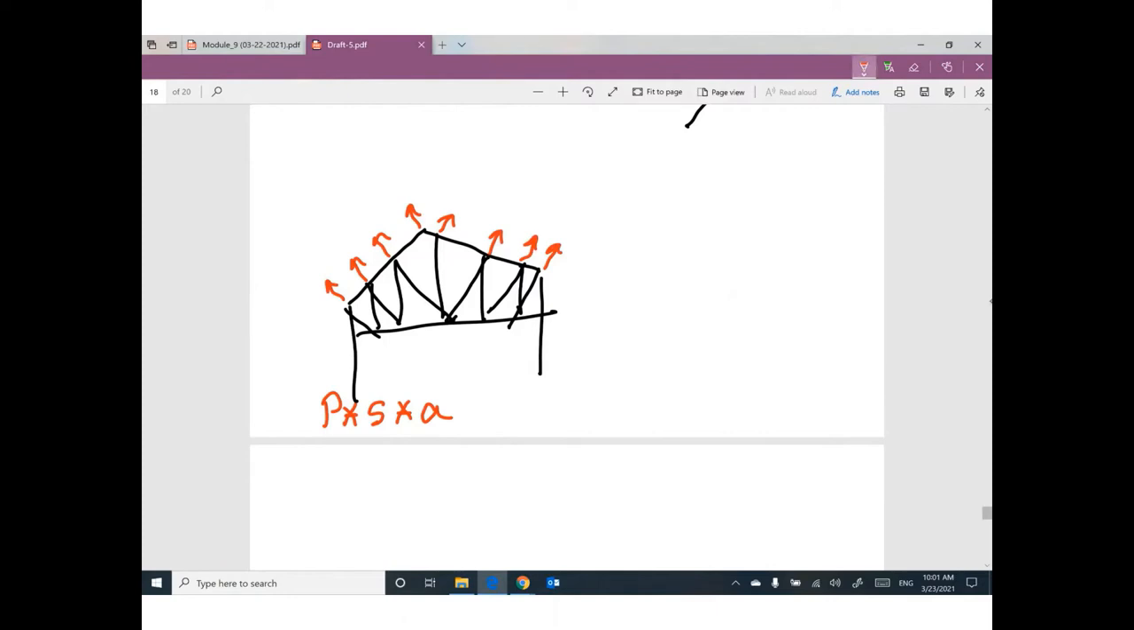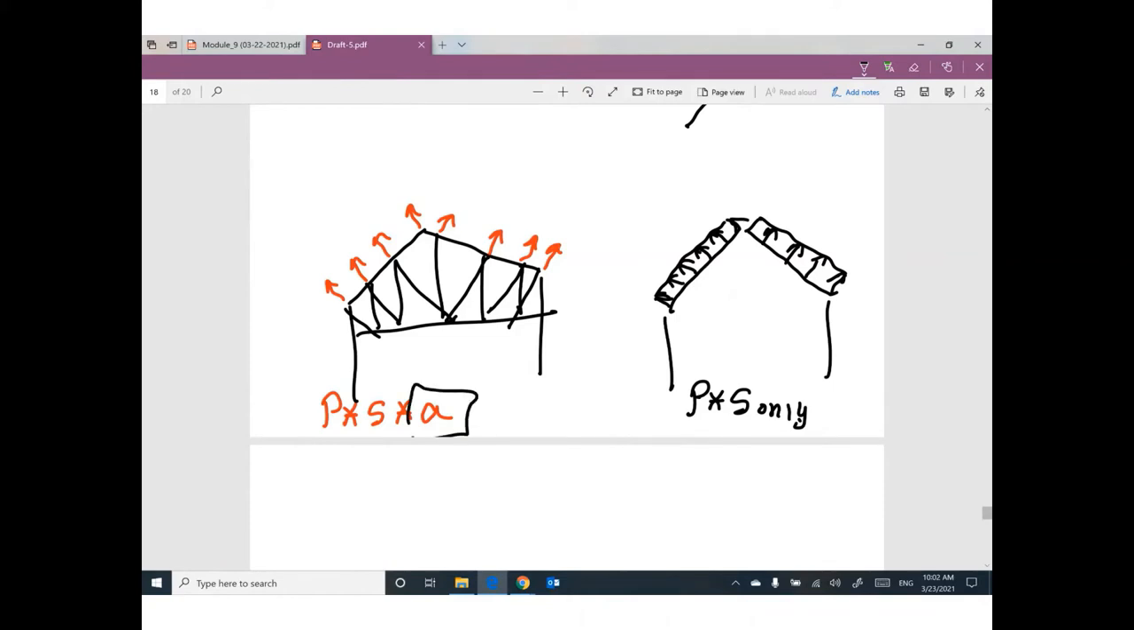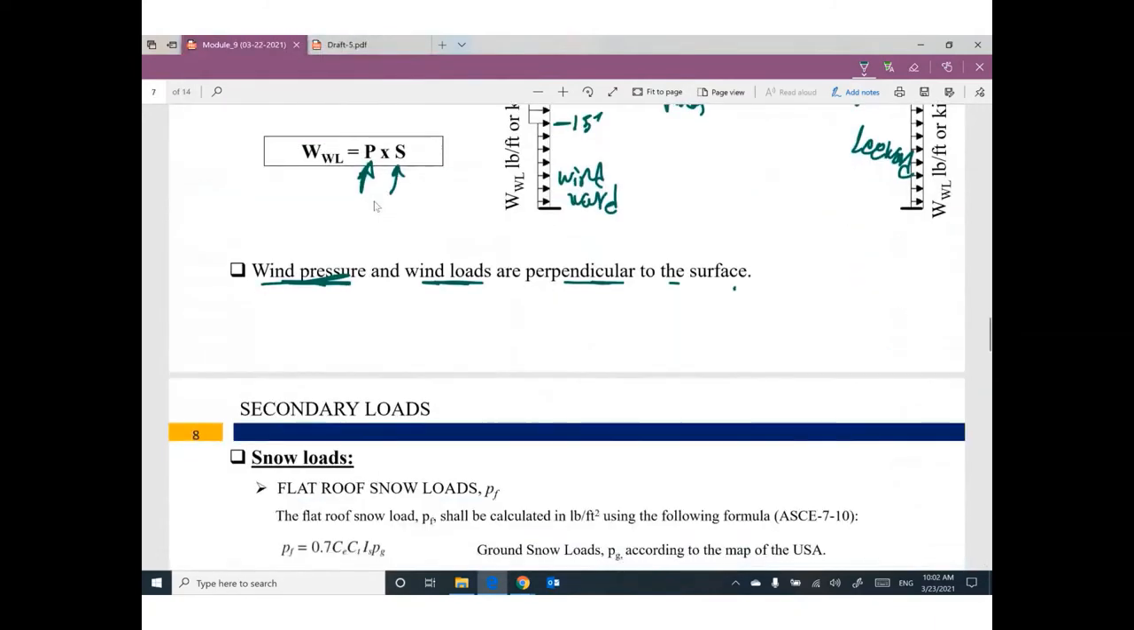But for frame, the wind pressure times S only, so your load will be distributed load perpendicular to the surface. That makes sense? So in frame, we don't have the third term A, because we don't need to convert it to concentrated load. And this one will be distributed until 15 feet, and then the value will be increased until 20 and so on. And here it is distributed load. This is for the wind.